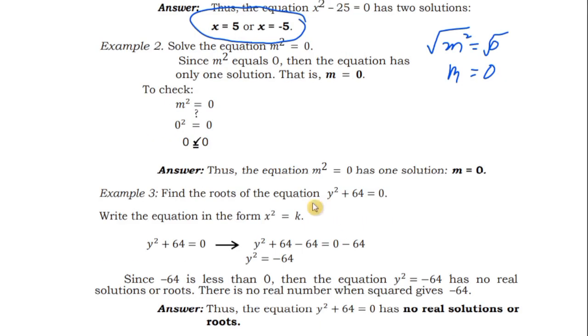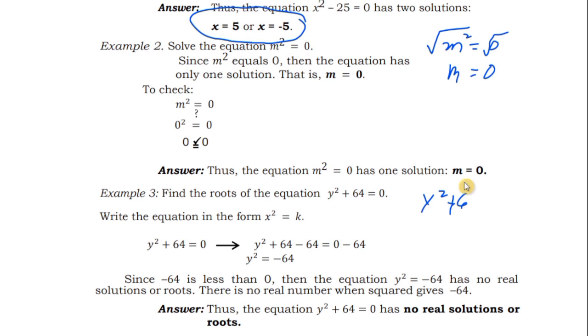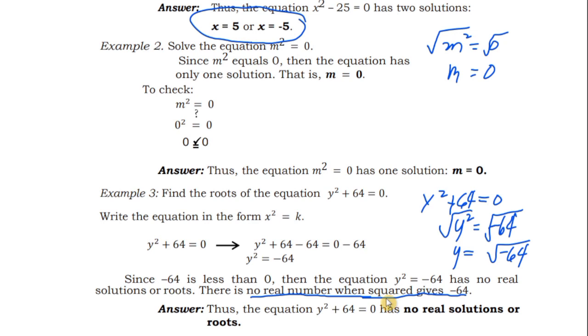For example number 3, we have y squared plus 64 equals 0, therefore y squared equals negative 64. Extracting the square root of both sides, y is the square root of negative 64. Since it is negative, it has no real roots or real solution. Therefore, no real number, when taking its square root, gives negative 64. Hence there are no real roots or no real solution.